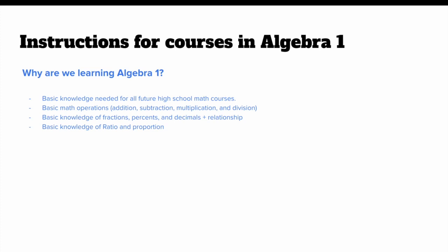Specifically, you can fully understand basic math operations like addition, subtraction, multiplication, and division. And you can also learn basic knowledge of fractions, percents, and decimals and realize the relationship between these. Furthermore, you can get a basic knowledge of ratio and proportion. By having a better understanding of numbers, you'll be better able to do any type of math.